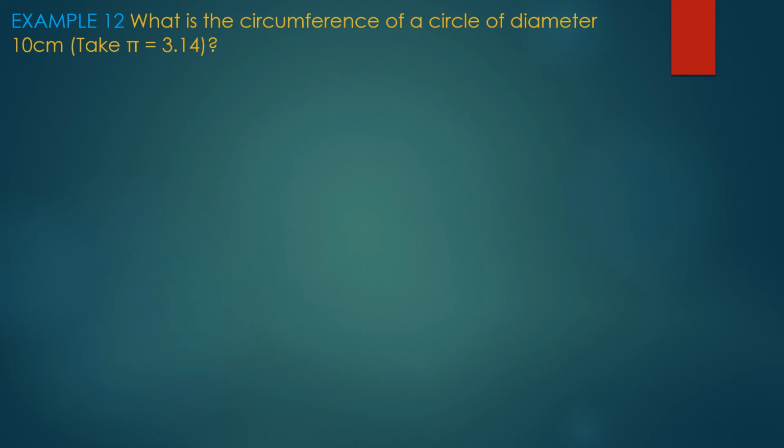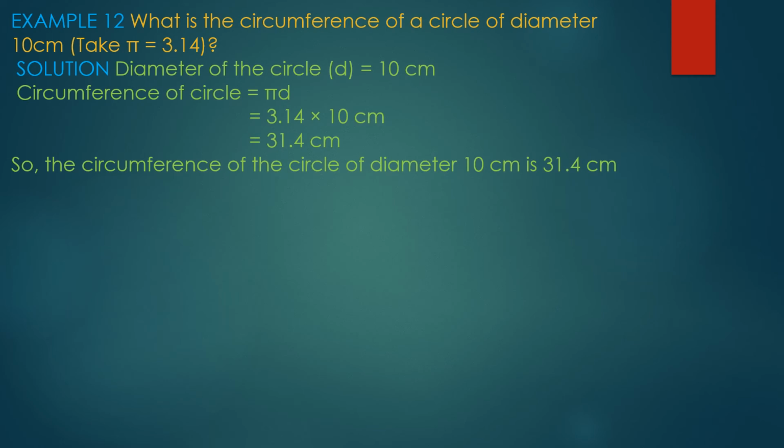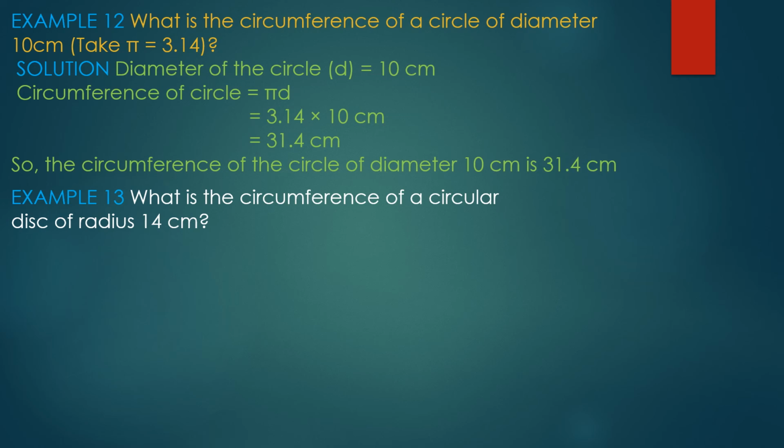Let us discuss some examples. Example 12. What is the circumference of a circle of diameter 10 cm? Take pi as 3.14. Diameter of the circle is given, that is equal to 10 cm. You know that the circumference of the circle in terms of diameter is pi into d. Therefore, you can substitute the value of pi as 3.14 and d is equal to 10. Therefore, the answer is 3.14 into 10, which is equal to 31.4 centimeter. So, the circumference of the circle of diameter 10 centimeter is 31.4 centimeter.